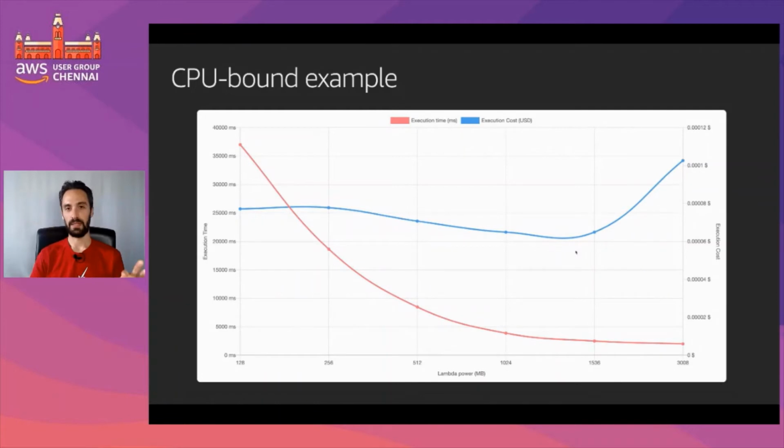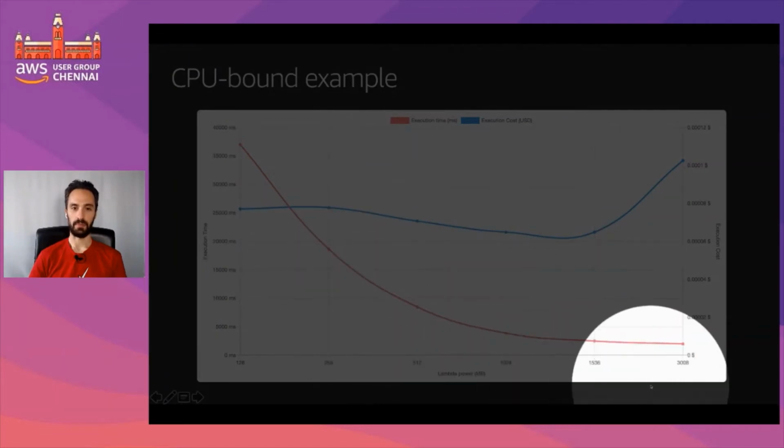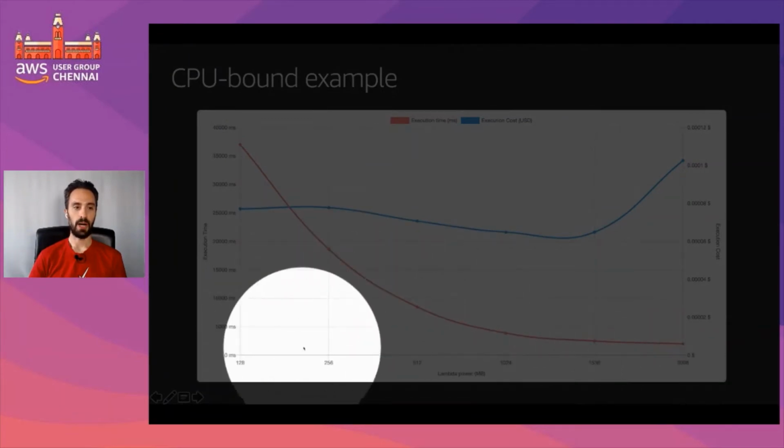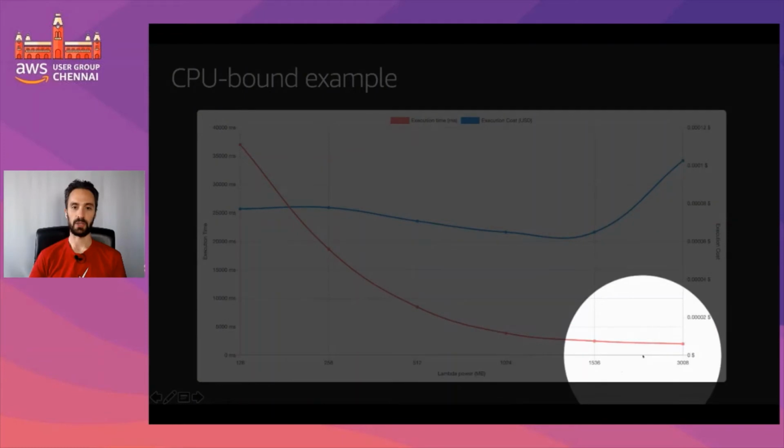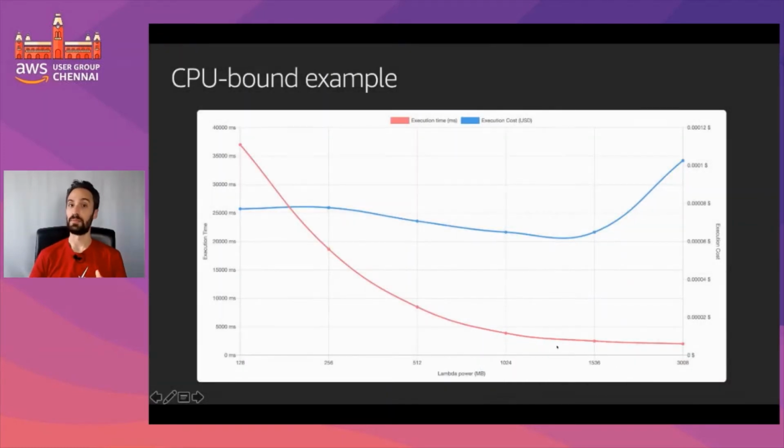Now we'll see some of these charts in the rest of the presentation. So let me explain what you will find and how they work. You will find two different dimensions, time and cost, so performance and cost. The red line is always execution time. As you can see, the more power we give, on the x-axis we have power, memory, the execution time goes down, and that's because we are running faster.